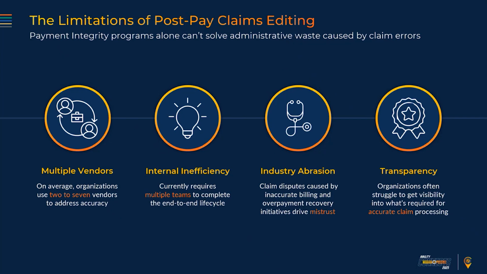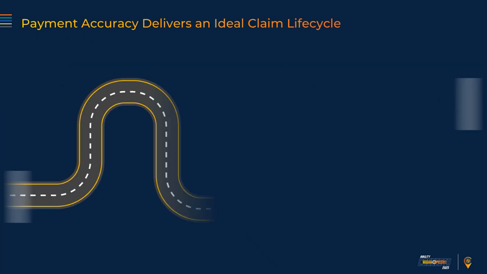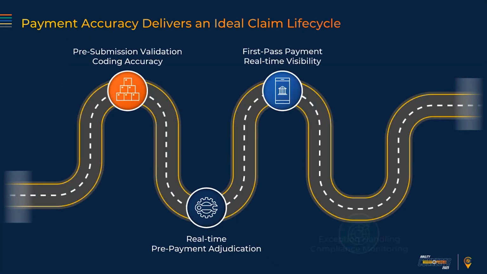And then lastly, there is a lack of transparency across the entire continuum to understand what great looks like and how do we solve this industry problem to have accurate claim processing. All four of these limitations result in a lot of administrative waste that can be prevented. That leads us to payment accuracy and how that payment accuracy is delivering the ideal claim lifecycle.